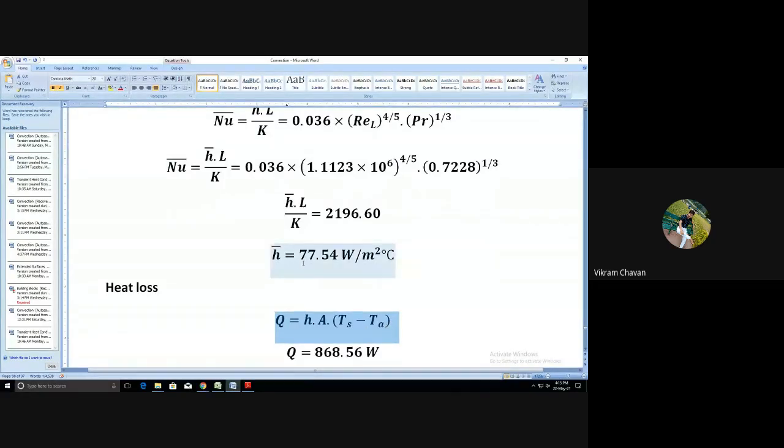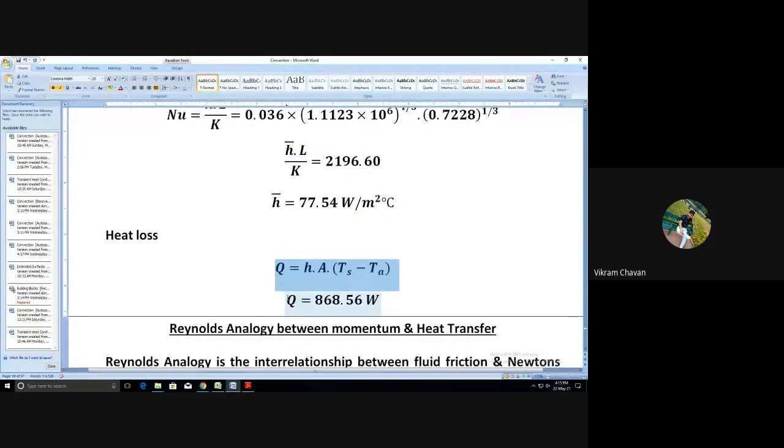The h value, the heat transfer coefficient value, we have determined. Then for area A we put 80 into 20, that is 0.8 multiplied by 0.2 width multiplied by length. That will be the surface area available for heat transfer. Ts minus Ta is the temperature difference between the surface and surroundings. Just put in those values and you will get the answer for Q. So Q is equal to 868.56 watt. Please check whether you are getting the same answer or a different one.